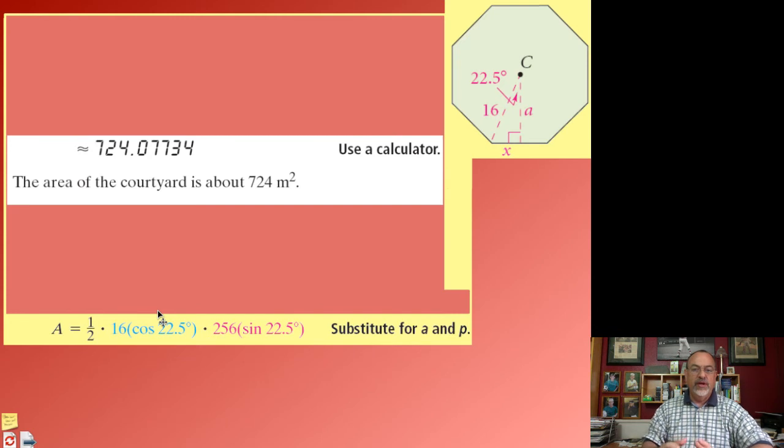Okay, so again, nothing really new there. We're just going to use trigonometry to figure out our apothem. We're going to use trigonometry to determine our perimeter, substitute those values into our formula, and calculate the area.